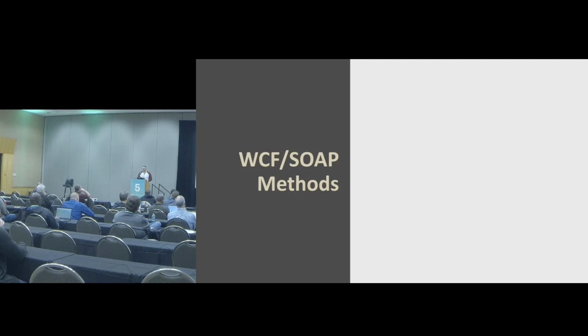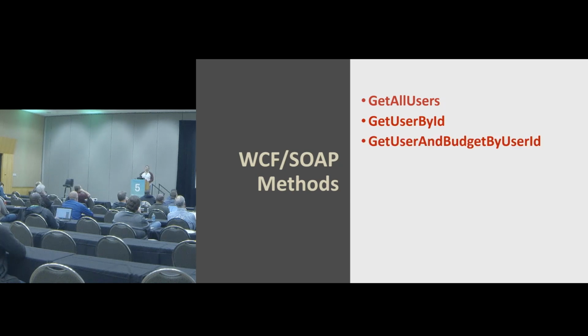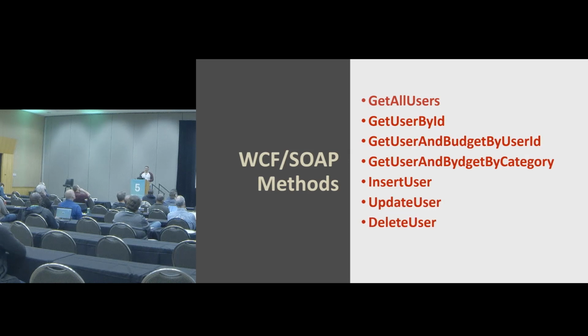So let's take a look at what some of these WCF or SOAP methods might look like. I already mentioned some. Get all users. I might have one service that has get user by ID. Get user and budget by user ID. Get user and budget by category ID. Insert user, update user, delete user, and so on and so on. I'm sure you've all seen APIs that have dozens or maybe even hundreds of methods that just get so convoluted that you need a dictionary just to know what each of these methods is doing.